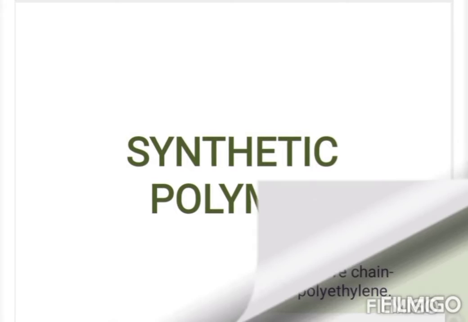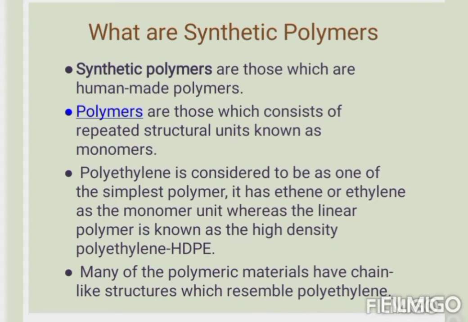Let's start. What are synthetic polymers? Synthetic polymers are those which are human-made polymers. Polymers are those which consist of repeated structural units known as monomers. Polyethylene is considered to be one of the simplest polymers. It has ethene or ethylene as the monomer unit, whereas the linear polymer is known as high density polyethylene, that is HDPE. Many of the polymeric materials have chain-like structures which resemble polyethylene.